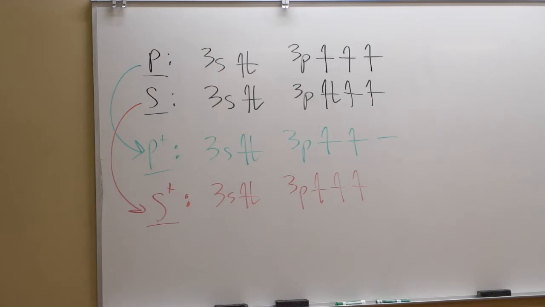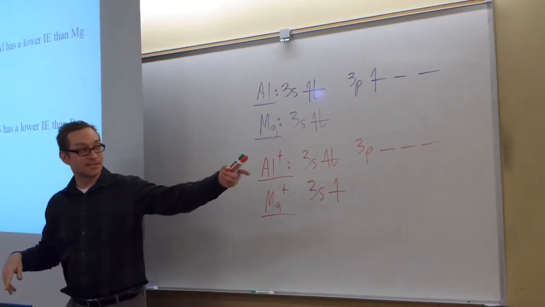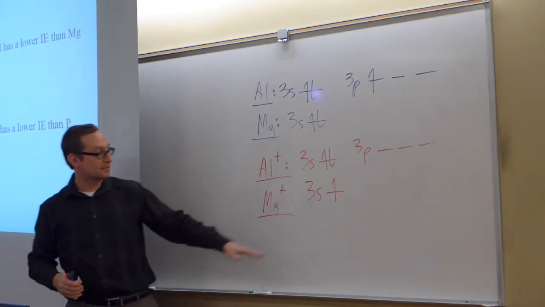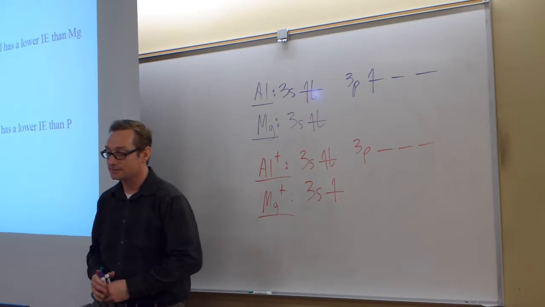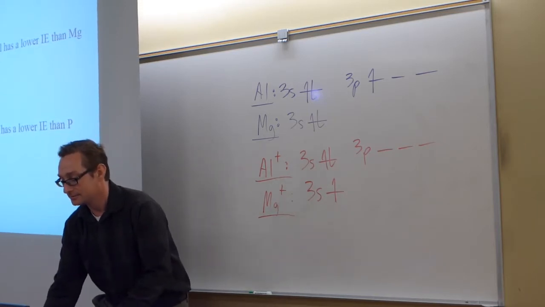Okay, let's just do the second one here. Use orbital diagrams to explain why sulfur has a lower ionization than, oh, we already did this one. And aluminum and magnesium, oh, I already did it. Okay, I forgot I had these. All right, so we just answer these.